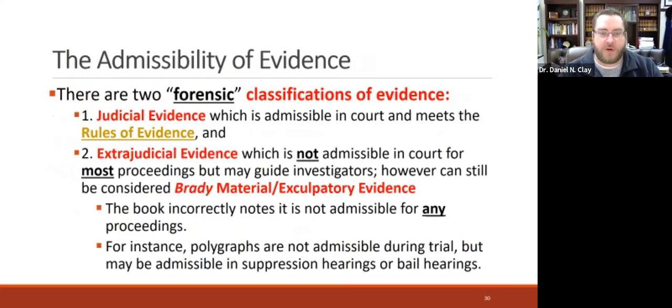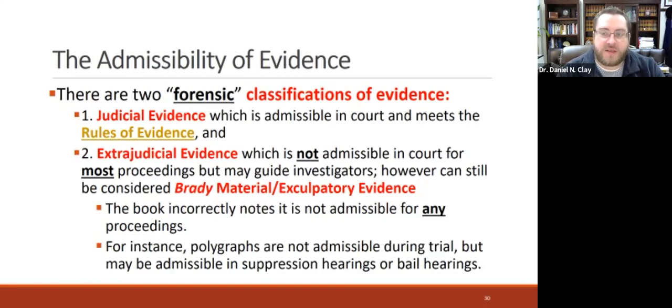When we talk about the admissibility of evidence, there are two forensic classifications. Forensic is a key word here because forensic basically means court. We think of forensic investigations; they're done for court. So there are two court-based classifications of evidence. The first is judicial evidence, which is admissible in court and meets all of the rules of evidence. And then there's extrajudicial evidence, which we'll talk about in a second.